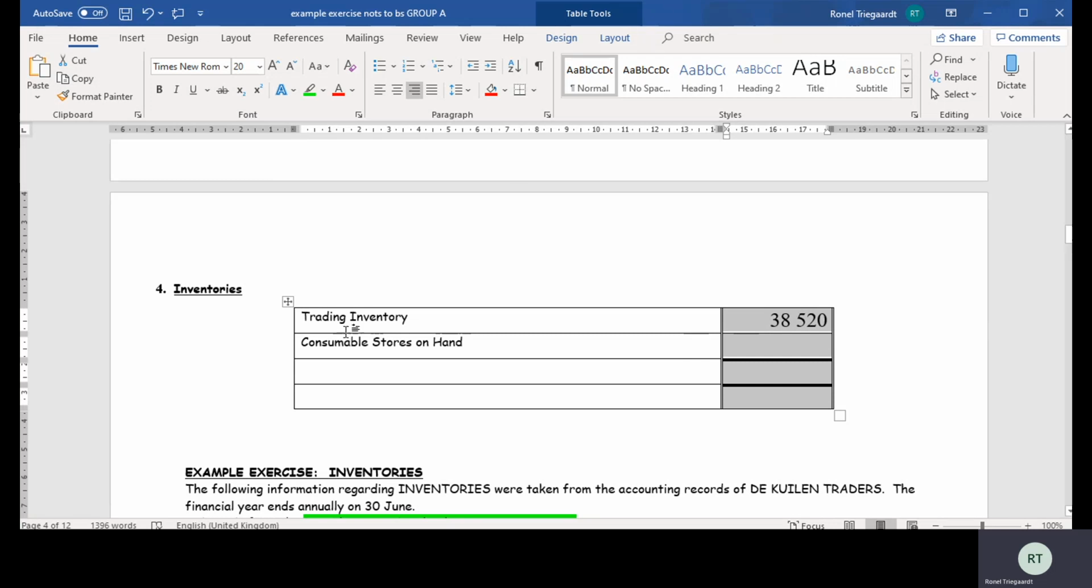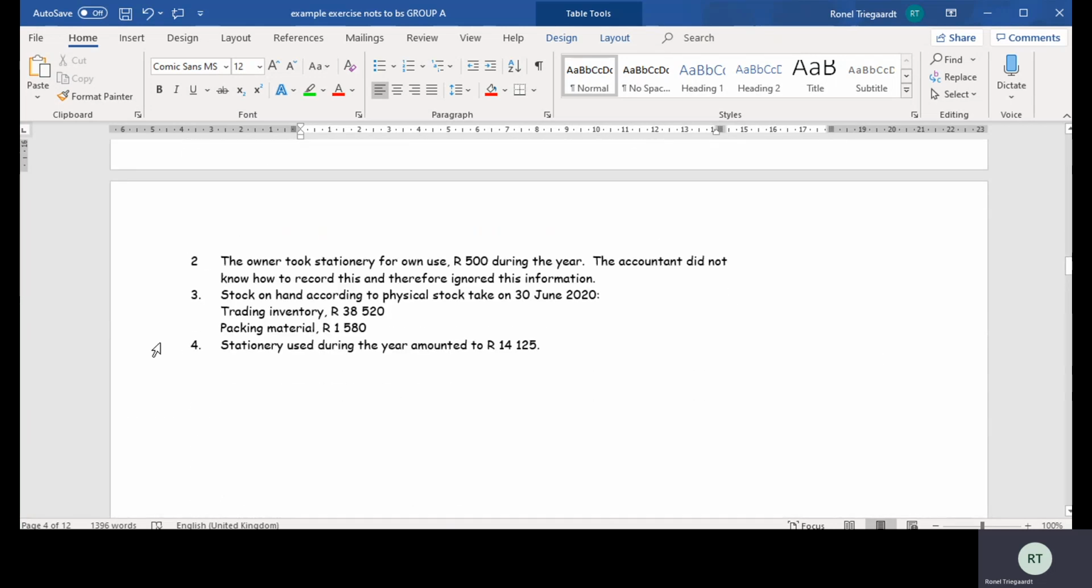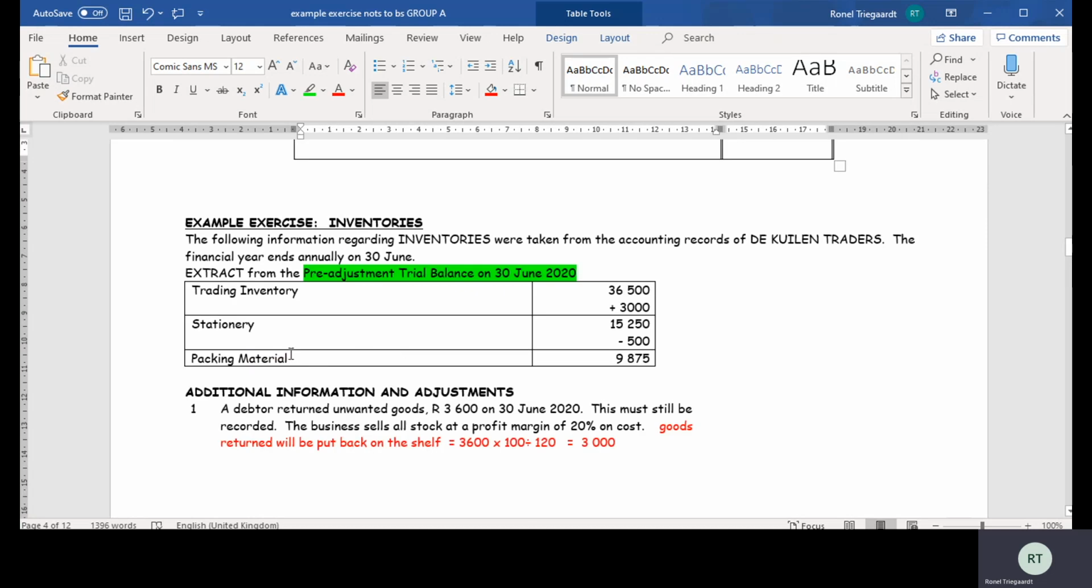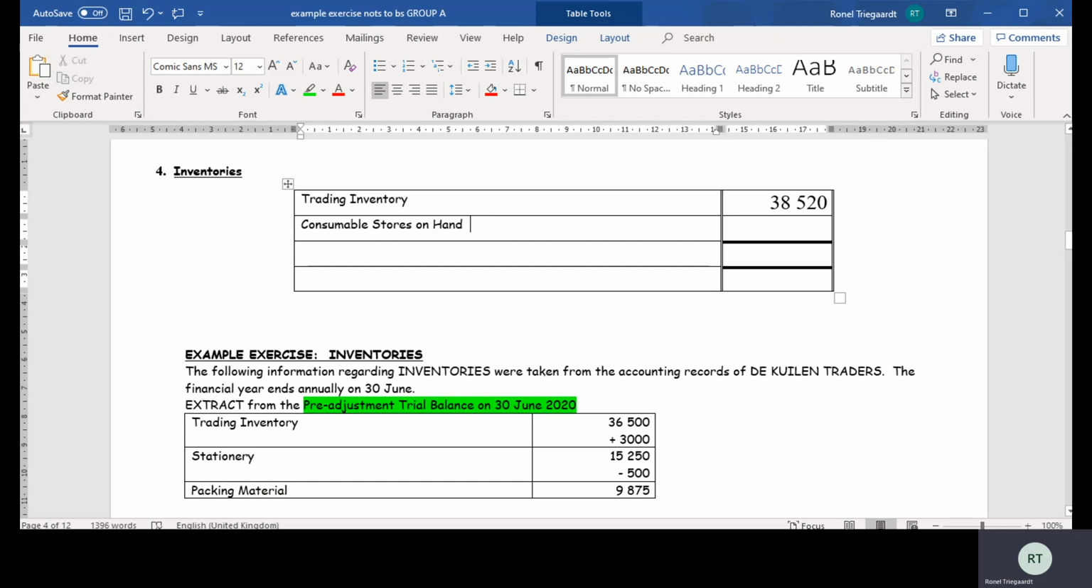Okay. Then consumable stores on hand. Now this must be given as one amount. Now we must check what they tell us. They tell us that we have packing material on hand of 1,580. That's what we really have, so that is going to form part of consumable stores on hand. So far I can write 1,580. That's the packing material, but we don't know how much stationery we have. We must still add the stationery so we can know how much our consumable stores on hand in total is.